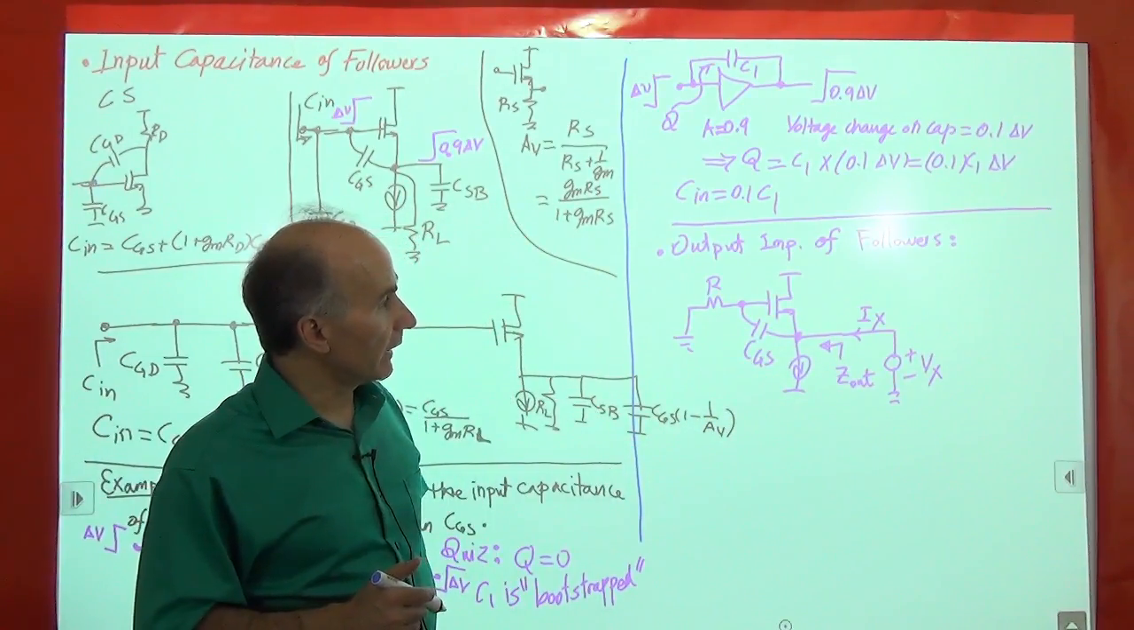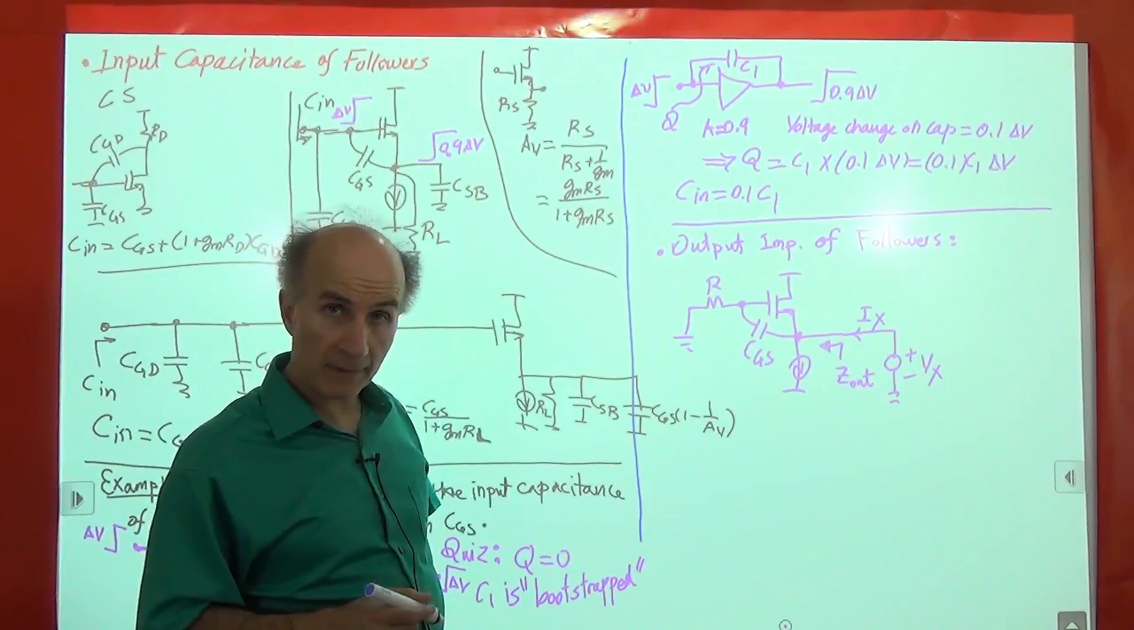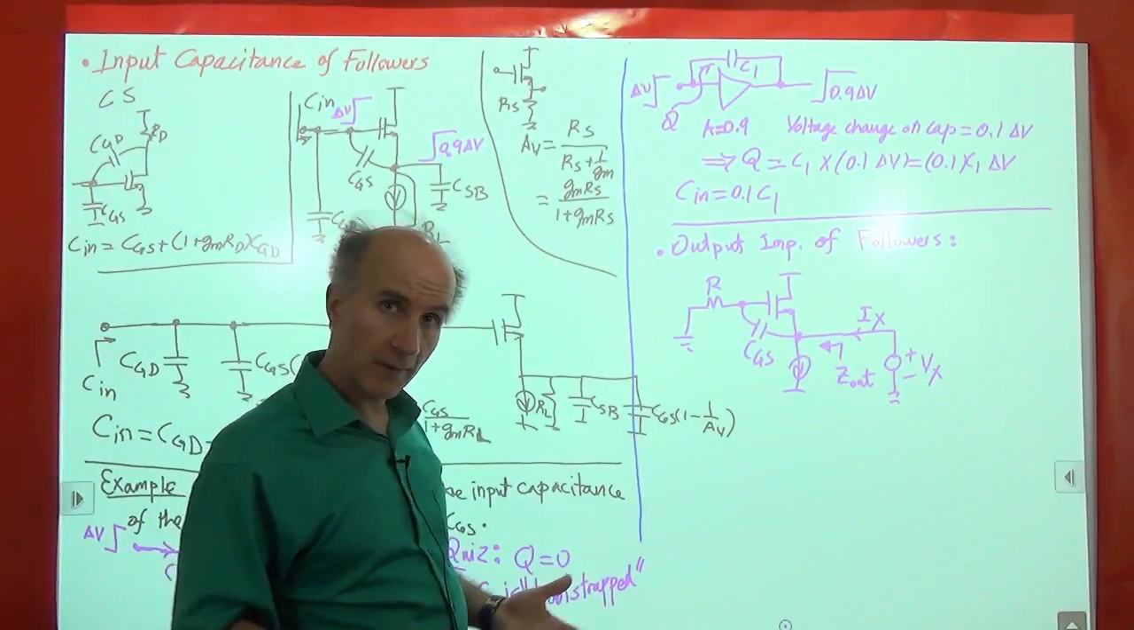Okay, so we have to find this output impedance. It doesn't look particularly obvious. So we will draw the small signal model.